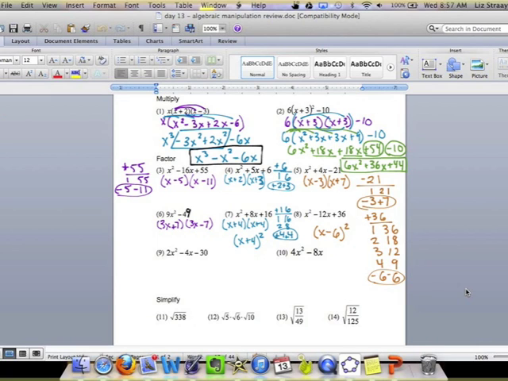Number 9. What do you notice about all those numbers? You can all divide by 2. So we're going to do that. We're going to put a 2 outside and divide every number in this problem by 2. Don't lose the 2. The 2 is part of your answer, so it needs to be there in that final answer.